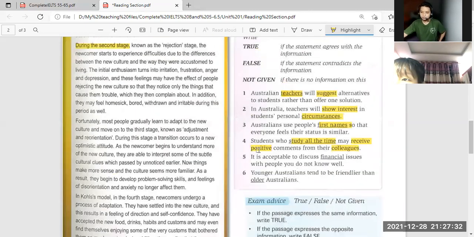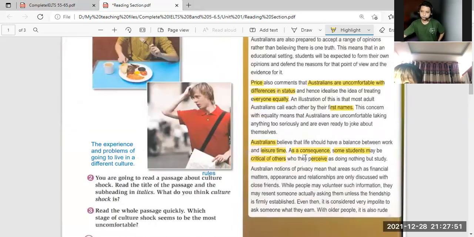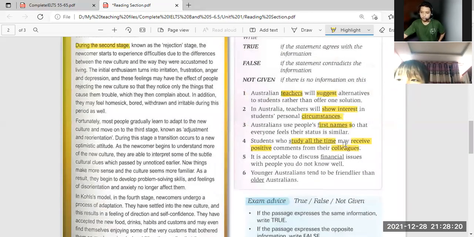So the statement here is students who study all the time and receive positive comments from their colleagues. True, false, or not given? True. It is true. What do you think is true? In here, some students may be critical of others means they give you negative comments, okay? Critical of others means negative comments. So when you study, people will say negative comments to you, okay? So that is the meaning. And here it says, students who study all the time and receive positive comments. So do you think it's true, false, or not given?